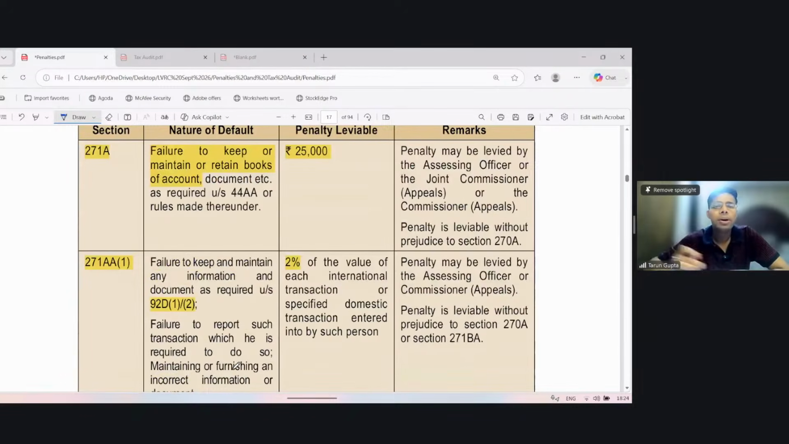So first is 271A. It is levied if the assessee has failed to keep or maintain books of account as required under section 44AA. The penalty is an amount equivalent to 25,000 rupees.